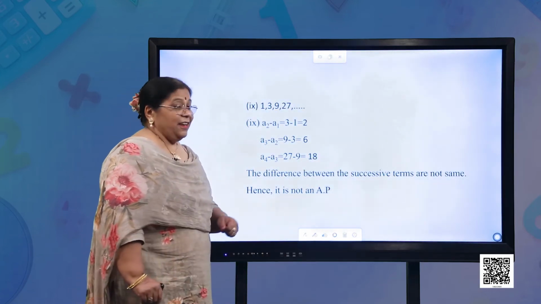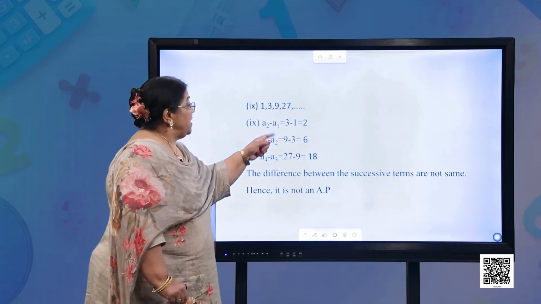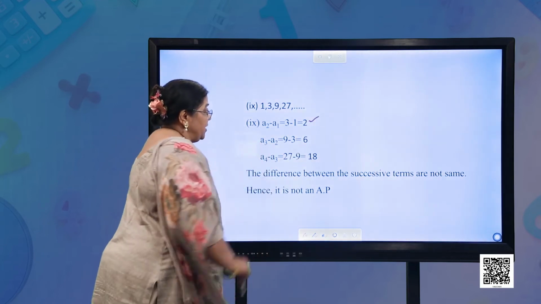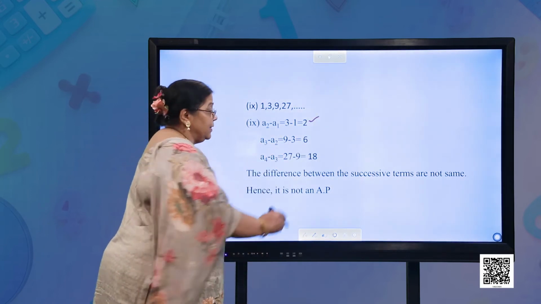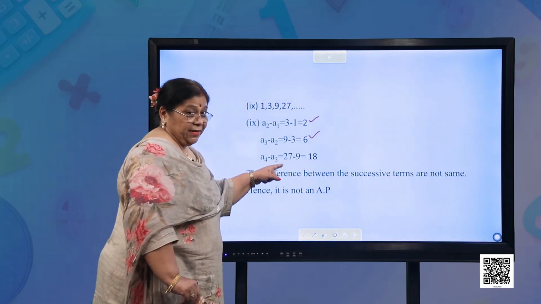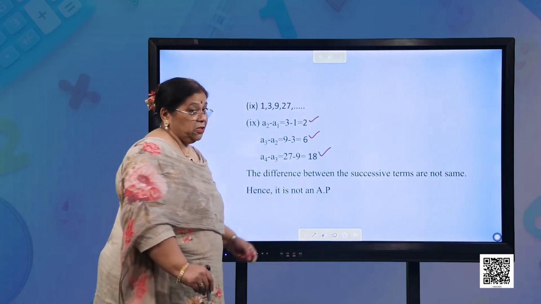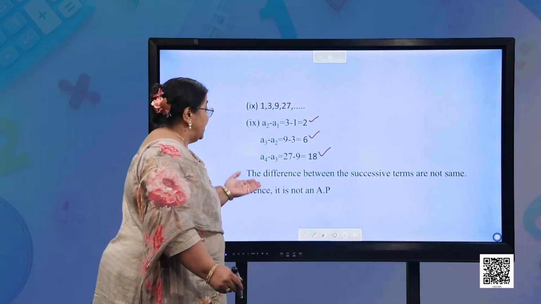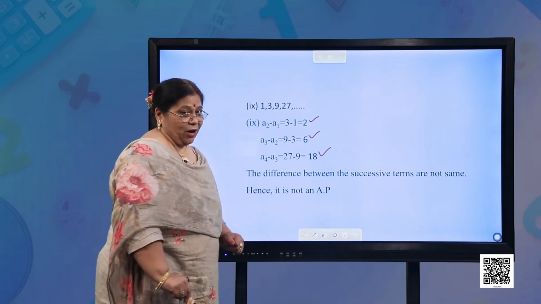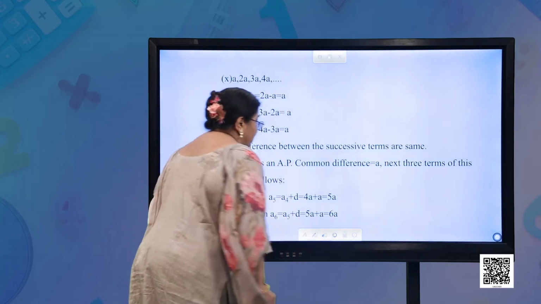Come on, let us do the next one now. We have 1, 3, 9, 27. Interesting again, we have A2 minus A1 as 3 minus 1, that is 2. What is A3 minus A2? It is 9 minus 3, that is equal to 6. What is A4 minus A3? 27 minus 9, that is equal to 18. Is it an AP? No, not at all. The difference between the successive terms is not the same. Therefore, it is not an AP. Is it clear? Okay.